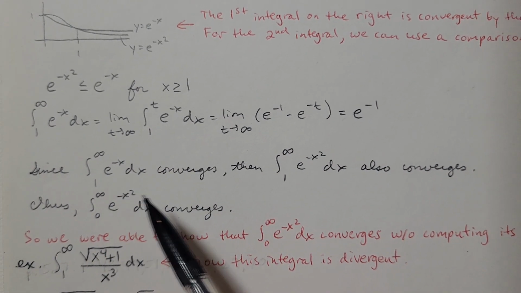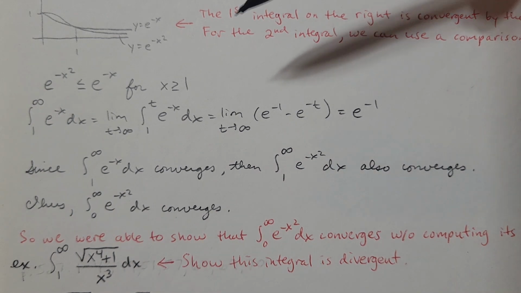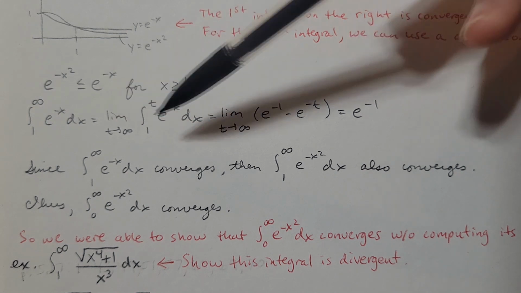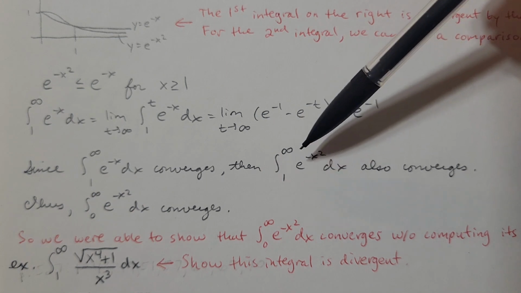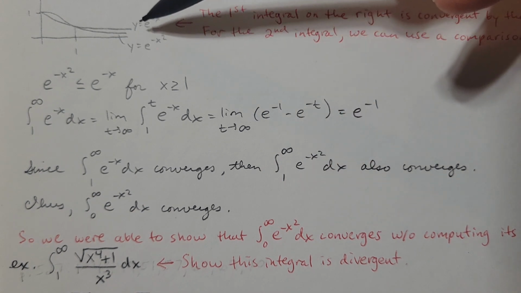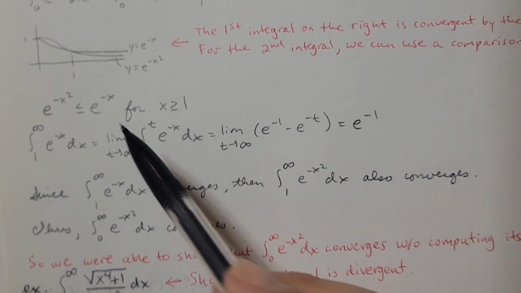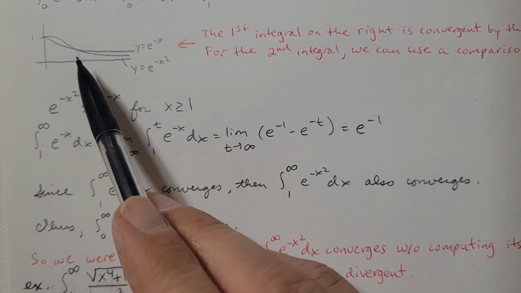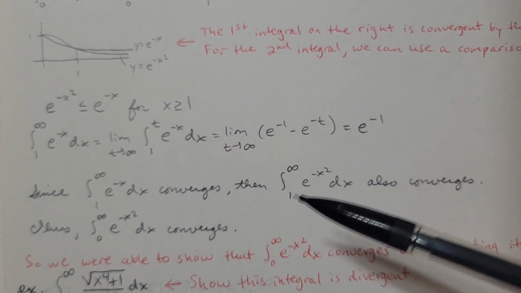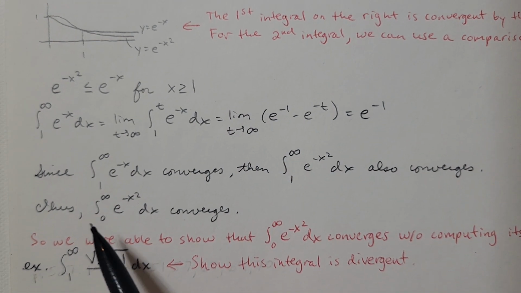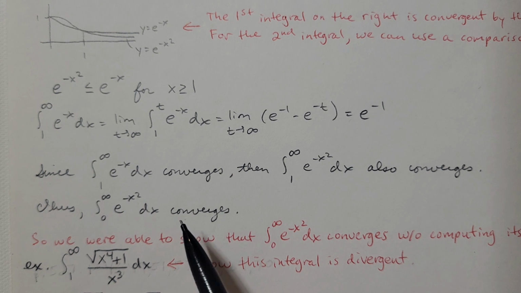And so I kind of wrap up this argument here. Since the integral going from 1 to infinity of e to the negative x dx converges, that's what we just used, then anything smaller than that, the integral going from 1 to infinity of e to the negative x squared dx, is also going to converge. Okay, and I'm adding another convergent region. A convergent integral plus a convergent integral will always give me a convergent integral. So therefore, the integral going from 0 to infinity of e to the negative x squared dx converges.